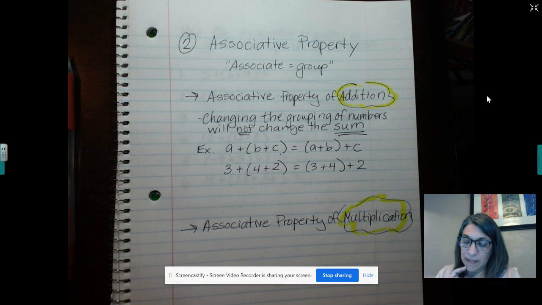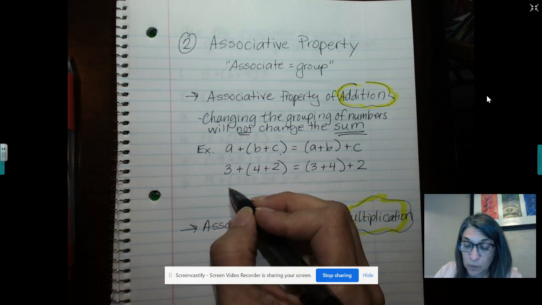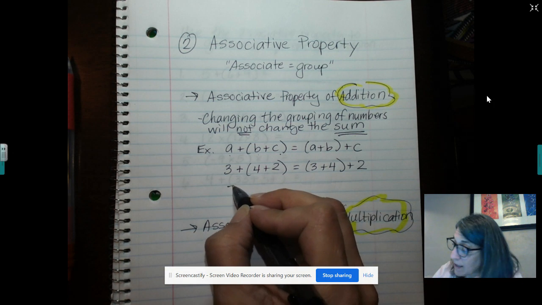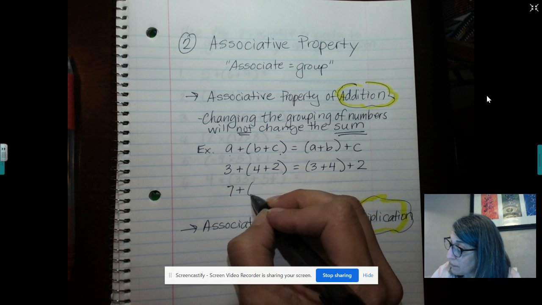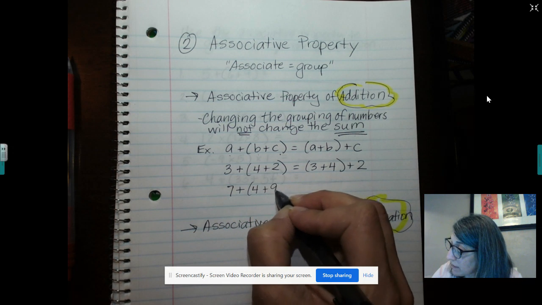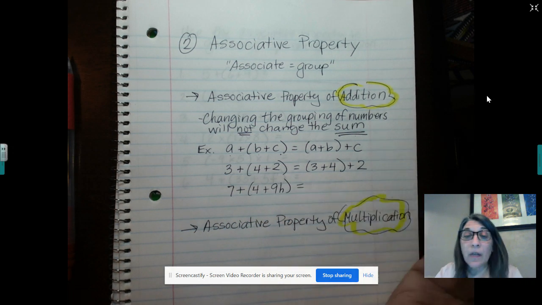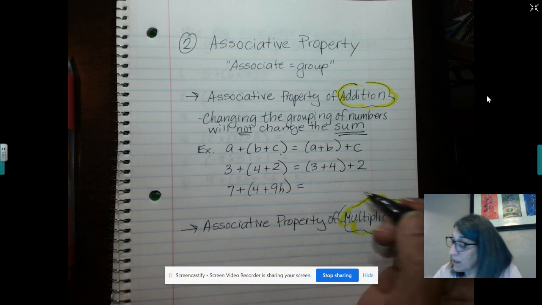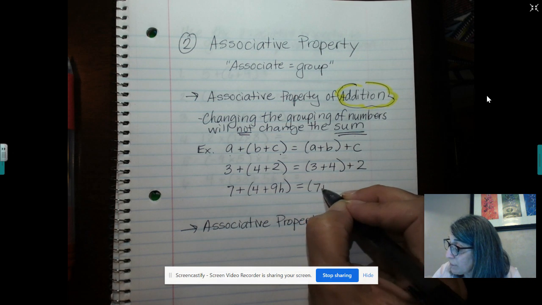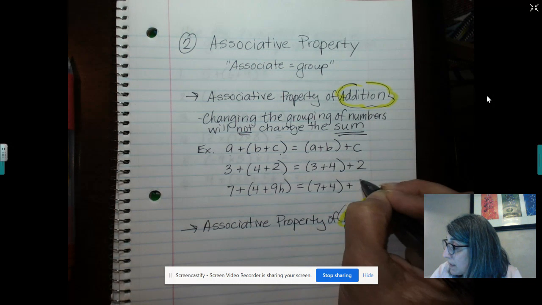Let's see. Should I do one more example here? Let's do one more. Let's do one with a variable. What if I did 7 plus 4 plus 9h? Okay, what's another way I could write this with the associative property? Well, I could do 7 plus 4 plus 9h.